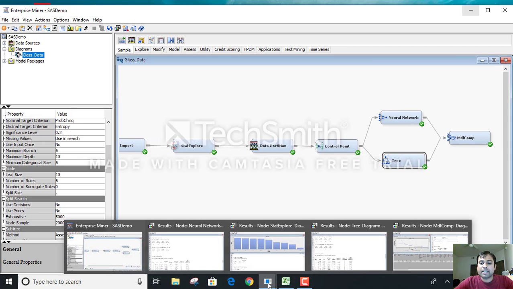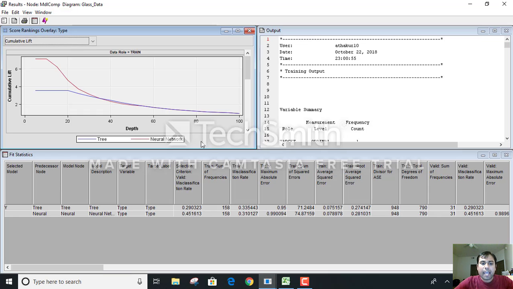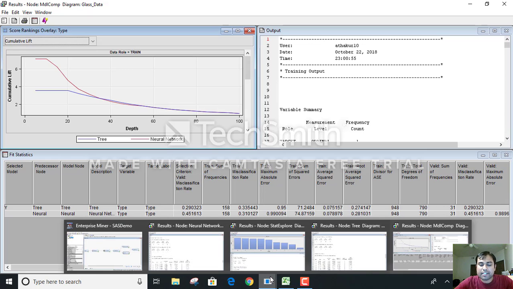Now at last I have used the model comparison. Model comparison basically compares two different models, and the output of my model comparison is shown over here. And over here you can see the misclassification rate is lower for the decision tree. So we can see for this data set the decision tree is better.